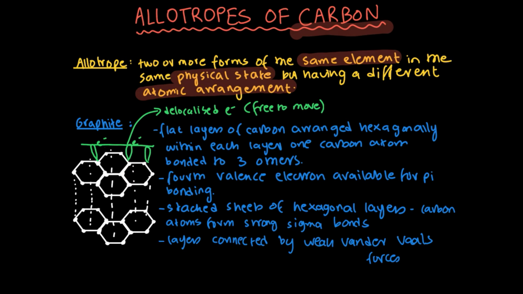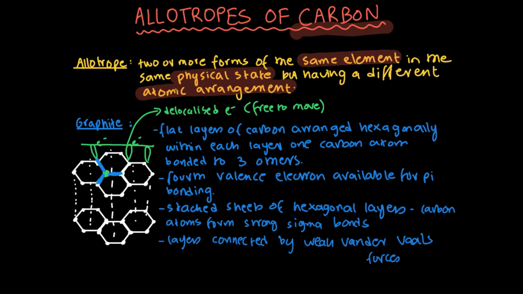Graphite consists of flat layers of carbon arranged hexagonally within each layer, and one carbon atom is bonded to three others. If you look at all these dots here that are made in white, I've highlighted them in green right now, these represent carbon atoms. As you can see, this is one, and it's bonded to three others: 1, 2, 3.